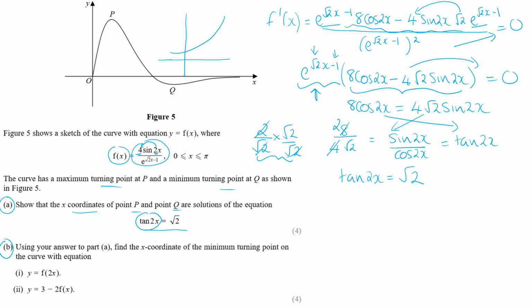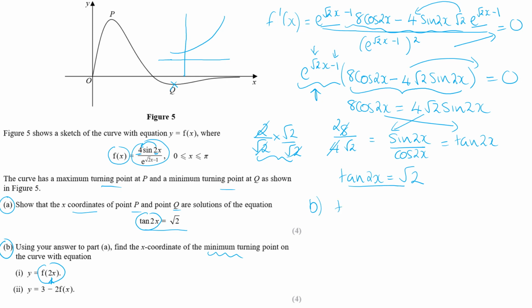And part B, using your answer to part A, find the x-coordinate of the minimum turning points on the curve where we've got f of 2x here. Now our transformations of graphs tell us that when there's a 2 on the inside, that is going to halve all the x-coordinates. Now we're looking for Q because it's asking us for the minimum point. So that is a solution to what we found in A.